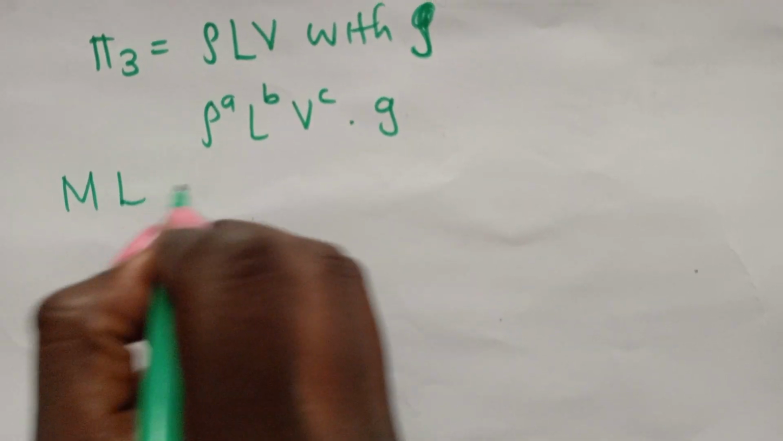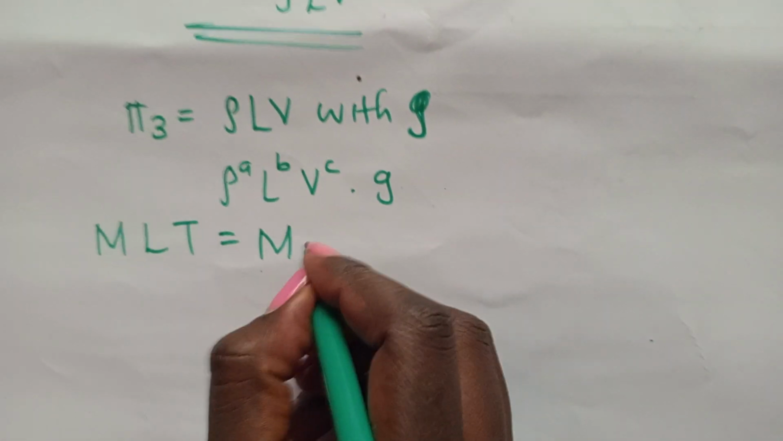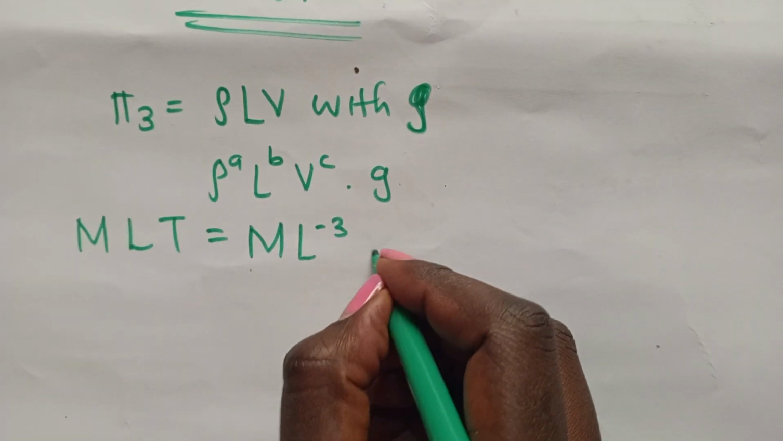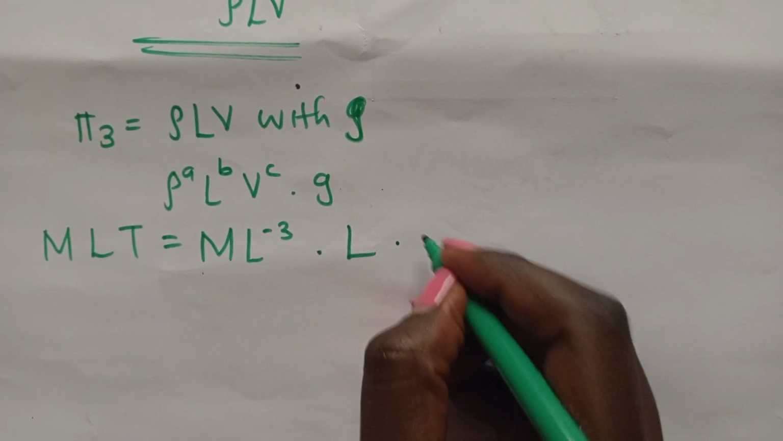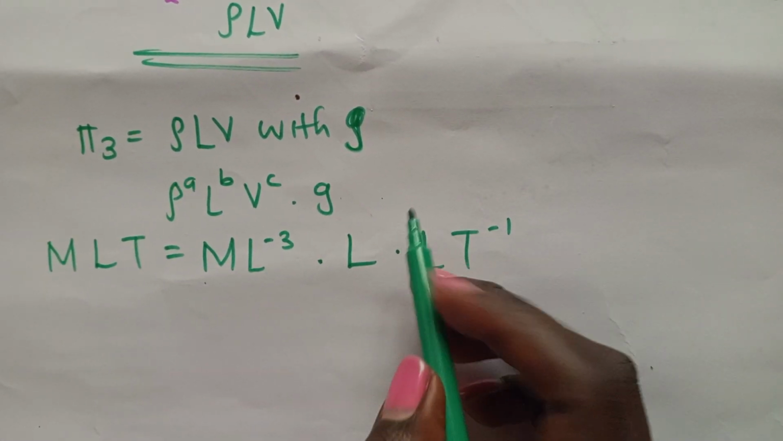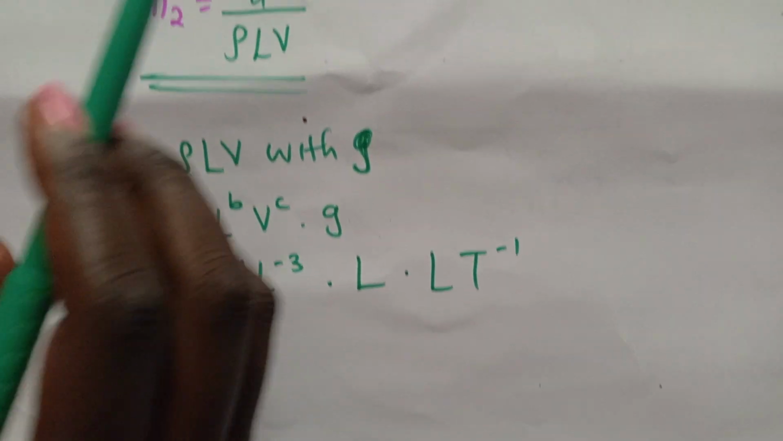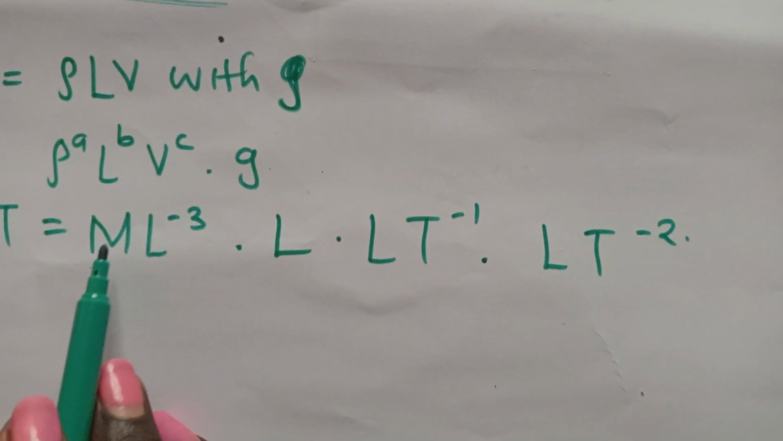So M, L, T. For the density, we can pick it from what we had initially because it's still the same. So ML^-3. Next is L. The other one is now V, which is LT^-1. For G, we need to have a look at our G. So our G was initially LT^-2.